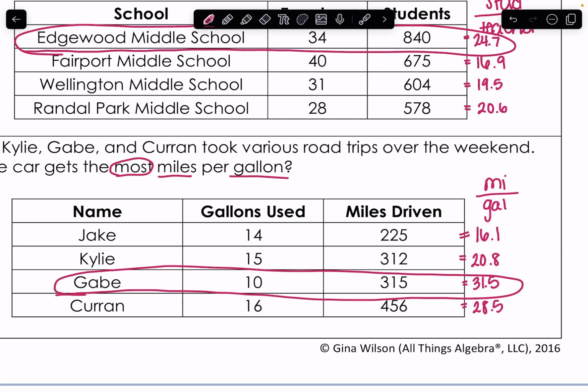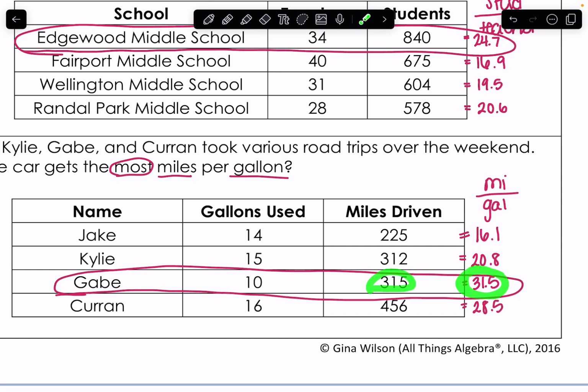But did Gabe drive the most miles? No, right? So this one's different, right? So Gabe drove the second highest miles, and he also used the least amount of gallons. So again, we have to consider both numbers. The question isn't asking who drove the most miles. The question is miles per gallon, which is why we have to divide it out into unit rates.